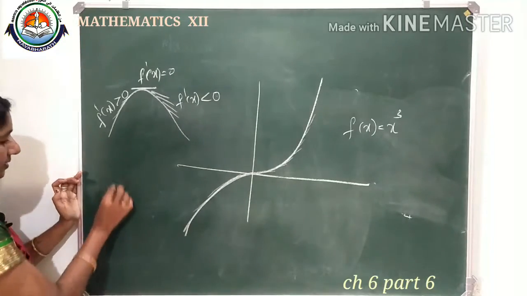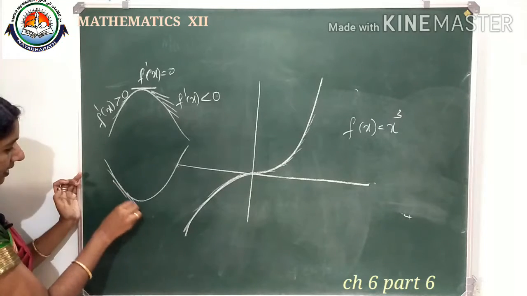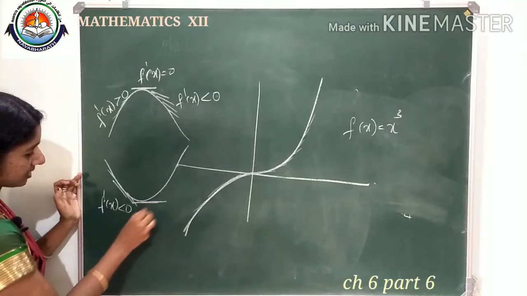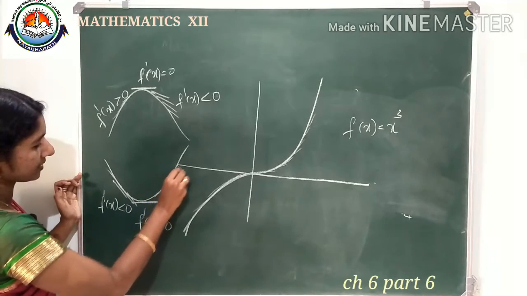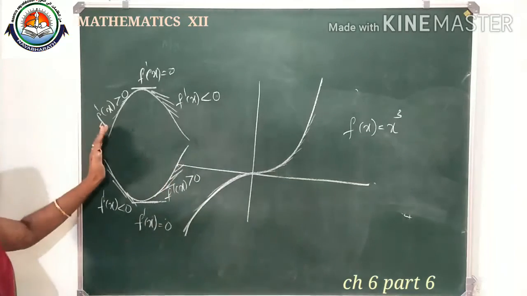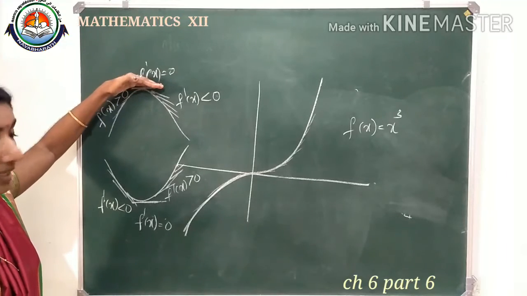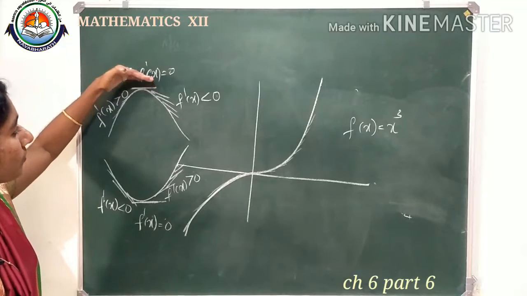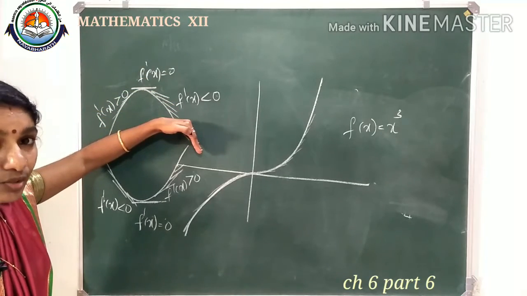And for this curve, with a shape like this, what about its left side? f dash of x less than 0. At this particular point f dash of x equal to 0, and at all these points f dash of x greater than 0. That means in the increasing case f dash of x greater than 0, and at a critical point f dash of x equal to 0, and in the decreasing case we are getting f dash of x less than 0.